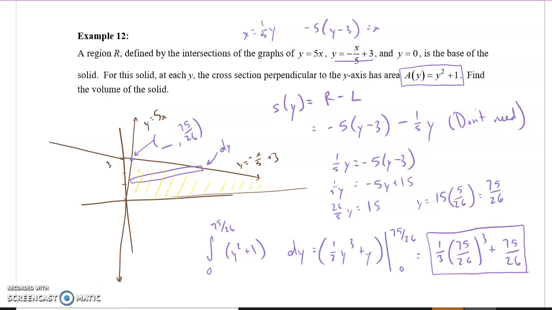So that would be the volume of the solid. We don't know what that solid looks like. We just know what the areas of the cross sections are. So that's an interesting little twist.